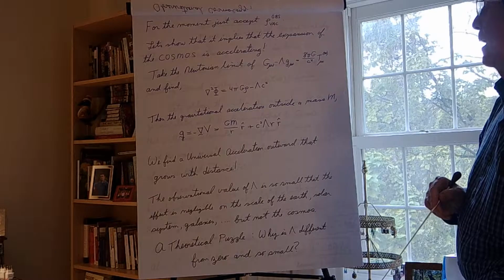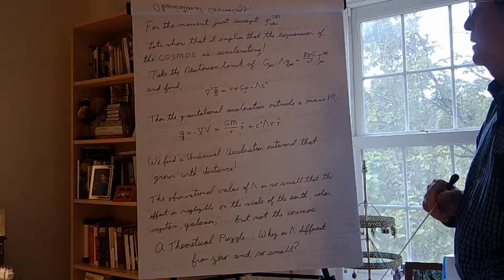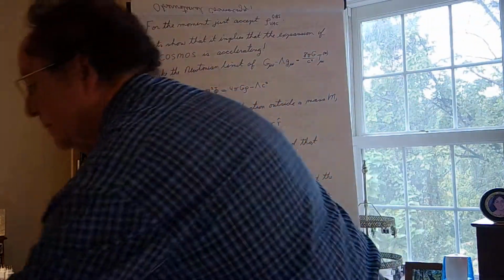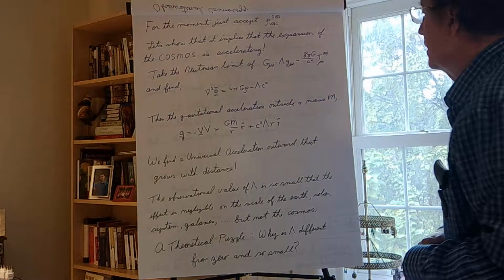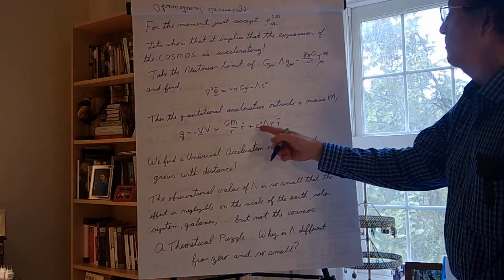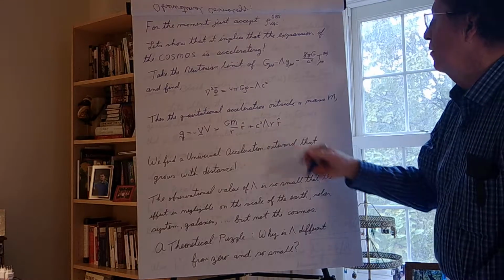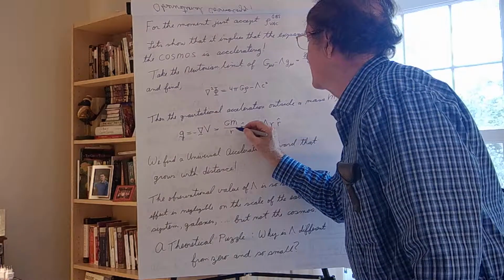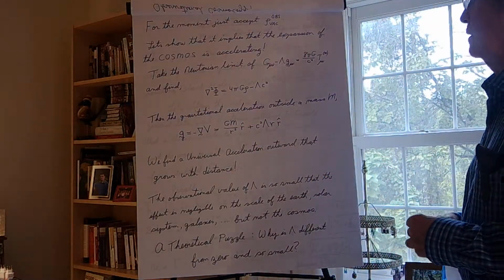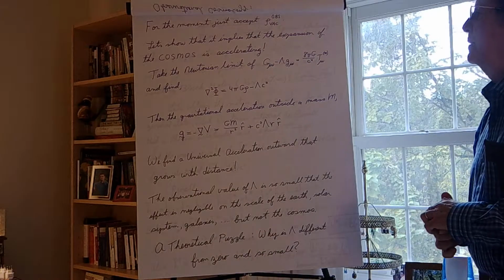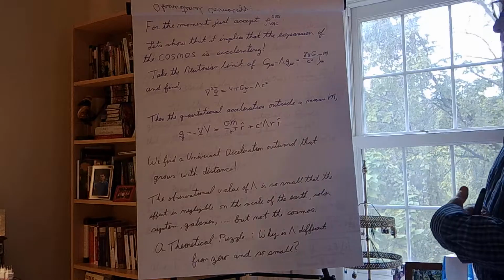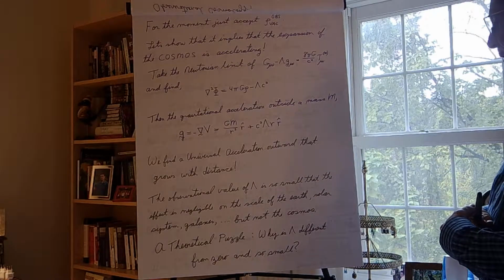as advertised, that this term gives me a force which is repulsive, radial, and grows with distance. And let's not do too much damage to Coulomb's law, and put the r squared into the force law. So we find a universal acceleration outward that grows with distance.